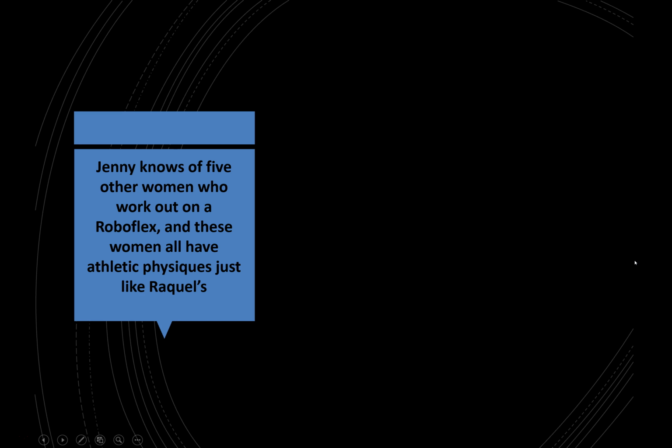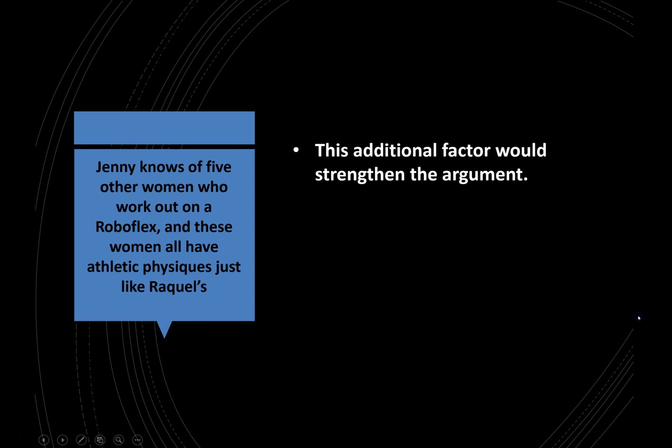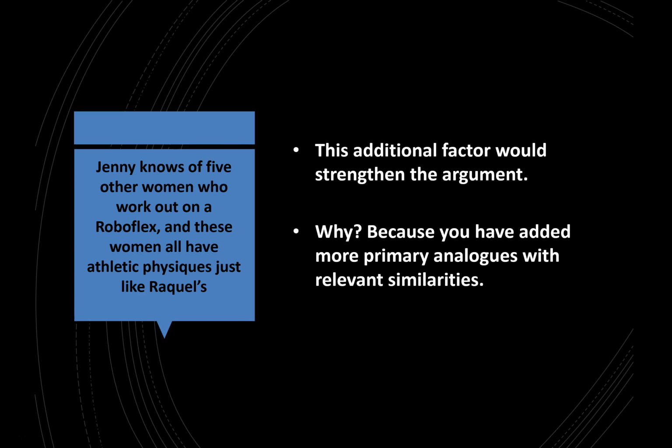Now, Jenny knows of 5 other women who work out on a RoboFlex, and all these women have athletic physiques just like Raquel's. So she goes out there, finds 5 other women. They all say, oh yeah, it's great. And is that going to make her conclusion more or less likely, right, that she'll be able to duplicate Raquel's results? Well, that would strengthen the argument. It's going to make the conclusion more likely. Why? Because you've added more primary analogs, right? These other 5 women serve as more primary analogs with relevant similarities.